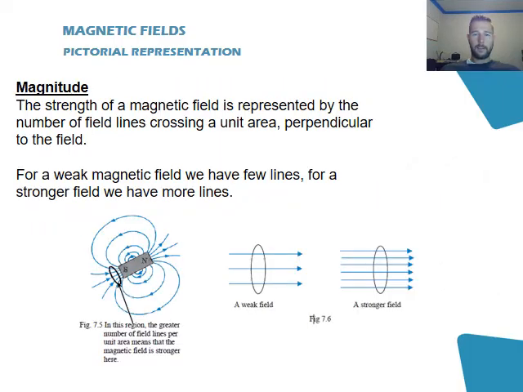So we've talked about the direction of magnetic fields. Now we'll talk about the magnitude or strength of a magnetic field. So pictorially, this is represented by the number of field lines crossing a particular area that is perpendicular to the field. So you can see in the diagrams below that a weak magnetic field has few lines and a stronger field has many lines. In figure 7.5, you can see that circled, there's many lines in that small area, meaning the field is stronger at that point.